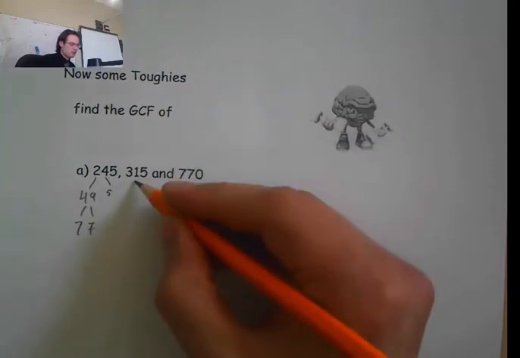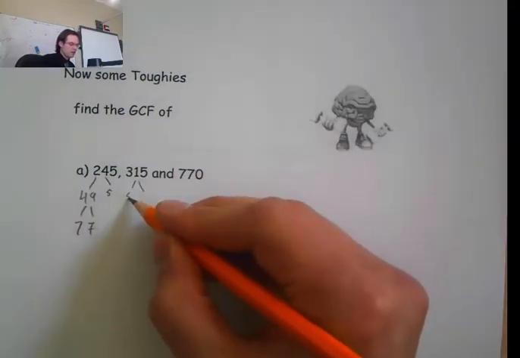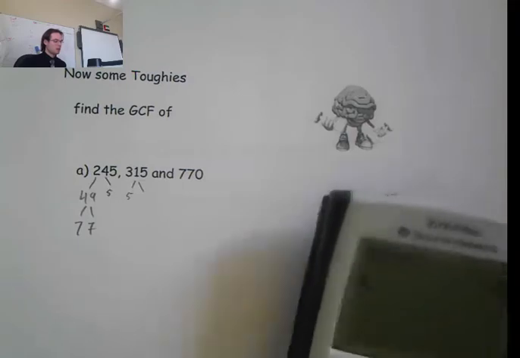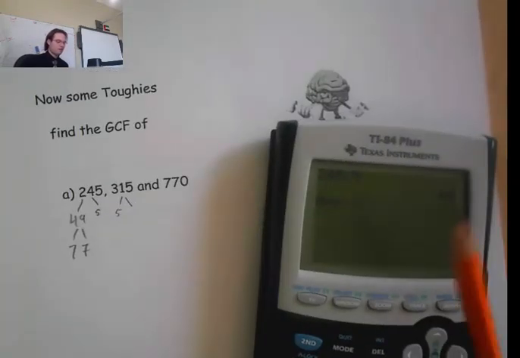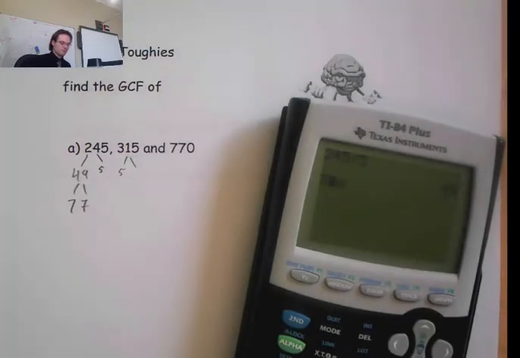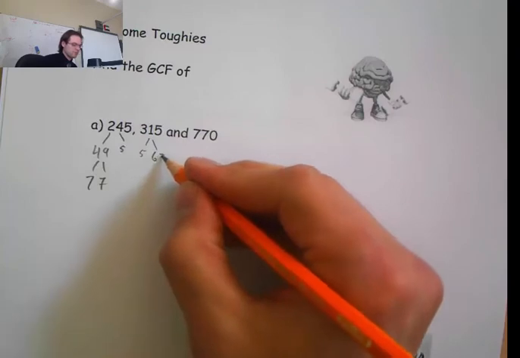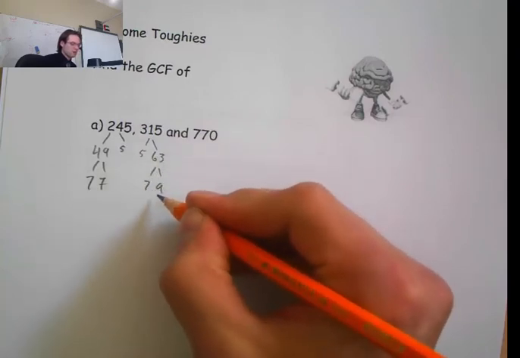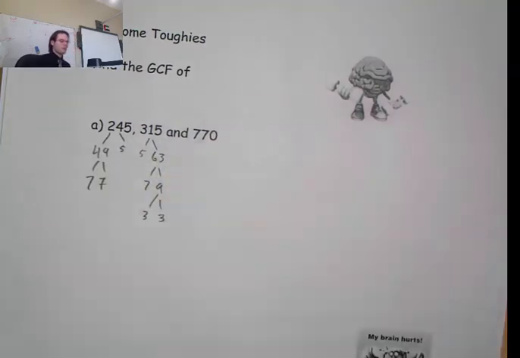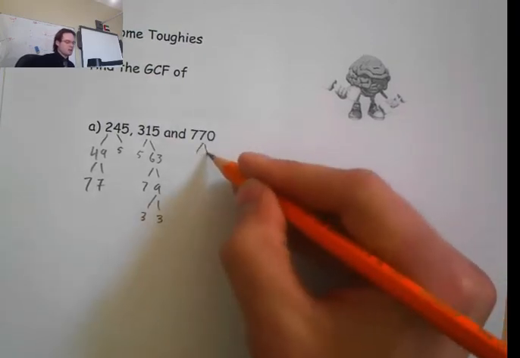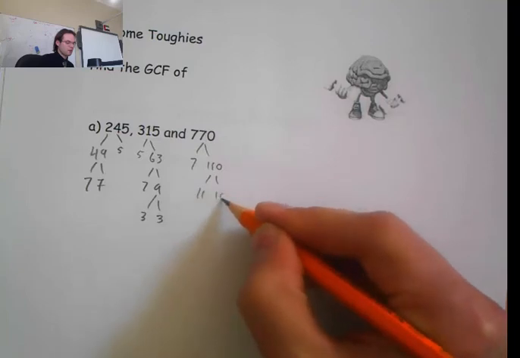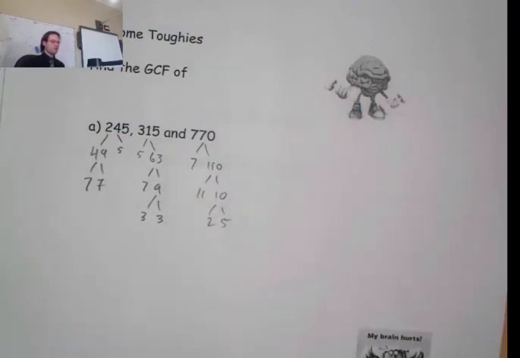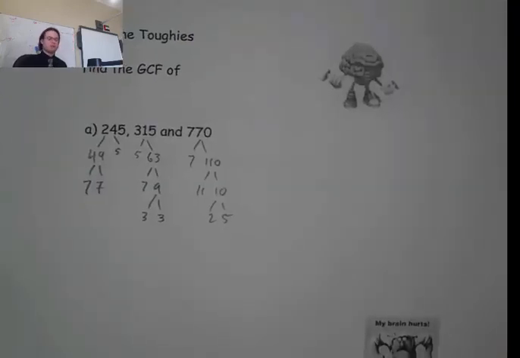Now we want 315. I know that could be divided by 5. Actually, that could be divided by 3. That's even easier. But we know it can be divided by 5. I get 63. It's going to give me 7 and 9. 3 and 3. Okay? Now, 770. That's 7 multiplied by 110. So we're going to get 11 by 10. 2 and 5. So let's put this into my Venn diagram.